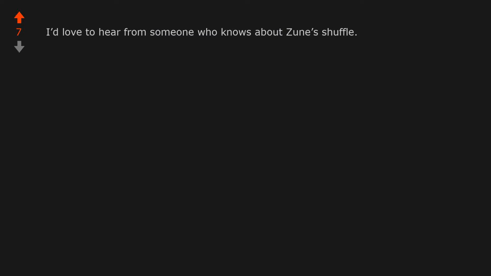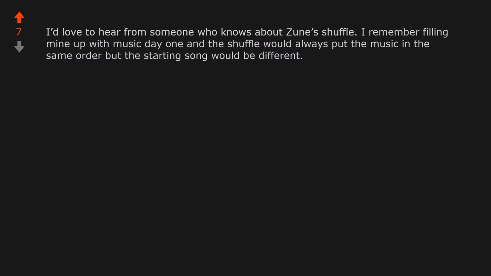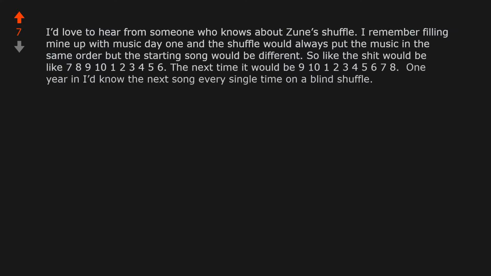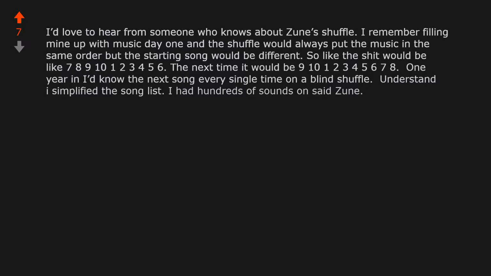I'd love to hear from someone who knows about Zune's shuffle. I remember filling mine up with music day one, and the shuffle would always put the music in the same order but the starting song would be different. So like it would be 7 8 9 10 1 2 3 4 5 6. The next time it would be 9 10 1 2 3 4 5 6 7 8. 1 year in I'd know the next song every single time on a blind shuffle. Understand, I simplified the song list. I had hundreds of songs on said Zune.